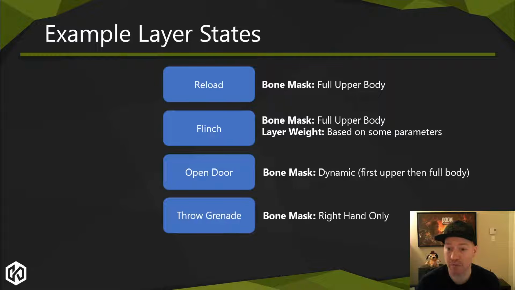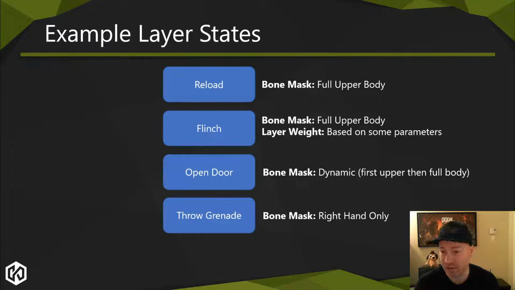So I can control how much the contribution of that state applies to the base pose. Maybe I have an open door that now is dynamic because the bone mask can be manipulated at runtime too with a bunch of nodes. What we can do there is we can basically blend in the upper body first and keep the lower body from the base state and then blend in the lower body subsequently within that state. So we have that control on a per state level.